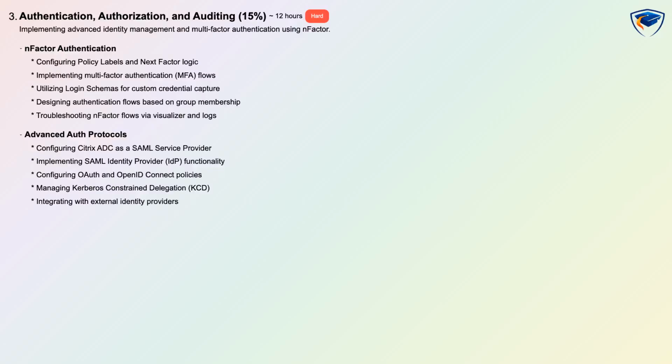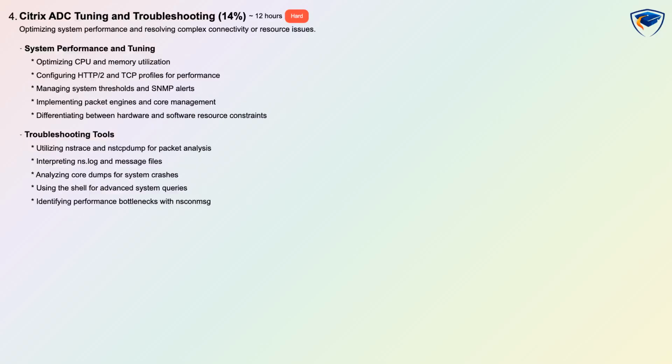The domain also covers Citrix ADC as a SAML service provider or IDP, Kerberos constrained delegation, and integrating external identity providers. Citrix ADC tuning and troubleshooting is 14%, hard, and about 12 hours with scenario exams. You will optimize system performance by tuning CPU and memory, configuring HTTP/2 and TCP profiles, and managing system thresholds and SNMP alerts to prevent resource issues.